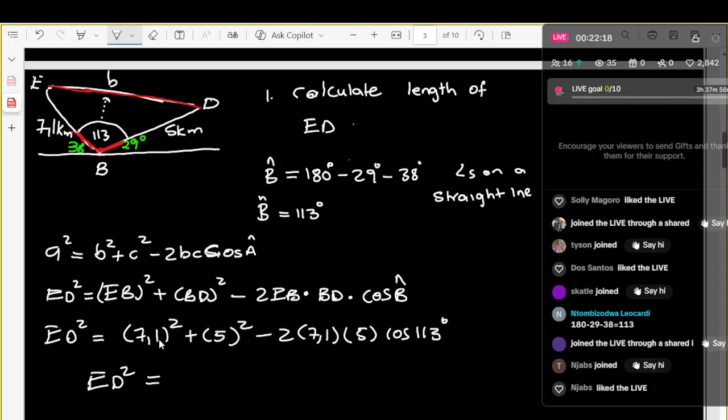And now when we punch this on the calculator, what do you guys get on your side? 7.1 squared plus 5 squared minus 2 times 7.1.